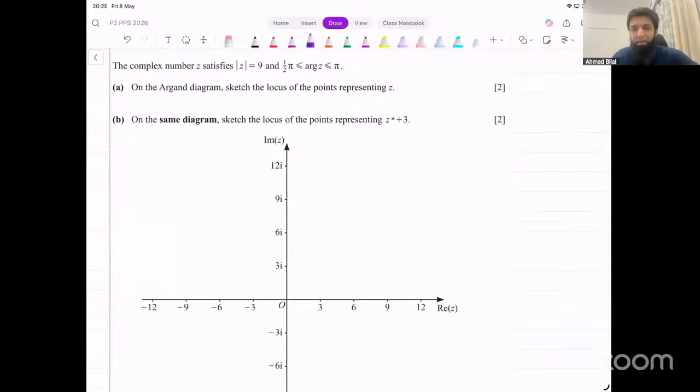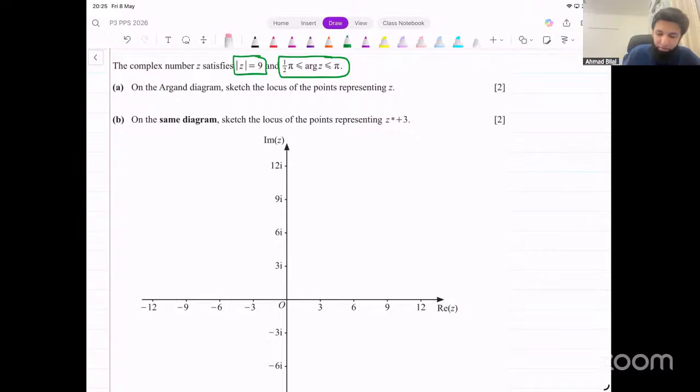Okay, question number 2. Let's look at this now. On the Argand diagram, sketch the locus of the points representing z. Now, think about it. Modulus of z equals 9 and argument of z is between pi over 2 and pi. Now, how can we do this? We've done this before in other recent papers as well.